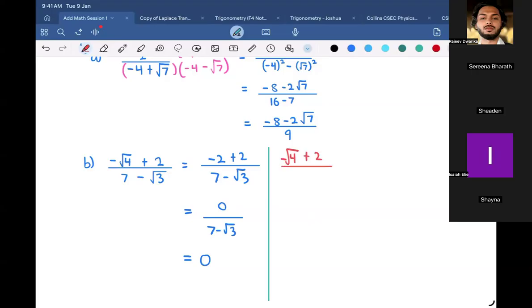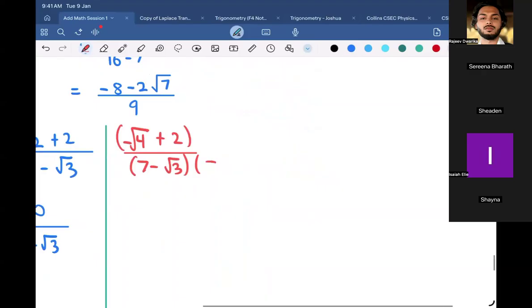So minus root 4 plus 2 all over 7 minus root 3. So Shayna, if we want to rationalize, you'd multiply the top and bottom by the conjugate, right? And so what would be the conjugate of 7 minus root 3? 7 plus root 3. Right? So let me speed through this.